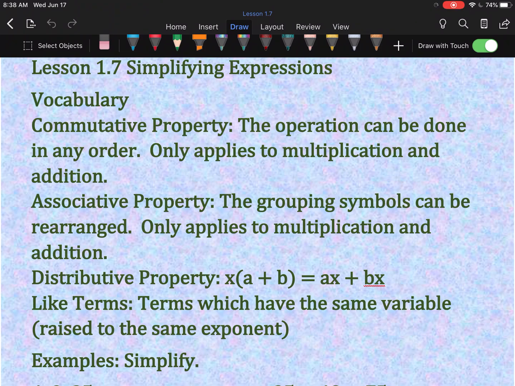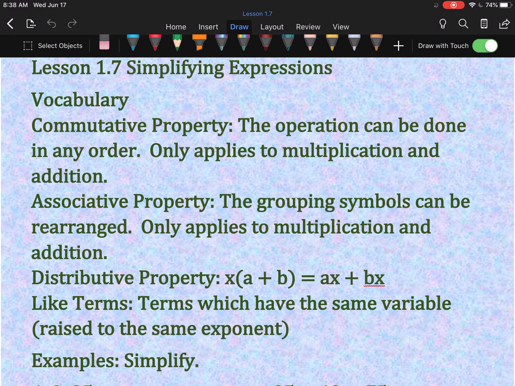Simplifying expressions now. We're going to try, as best we can, to use some of the properties we know to make our lives easier. Those properties are the commutative property, which means that we can do the operations in any order. This is only true for multiplication and addition. The associative property says you can move parentheses around. Again, only true when we're just adding or just multiplying.